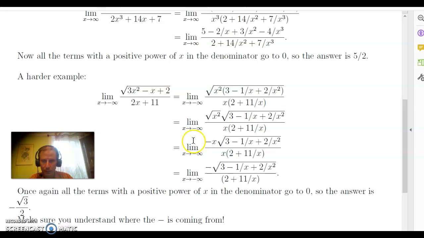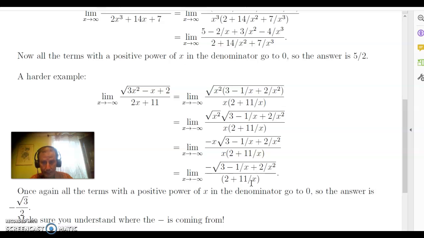At any rate, we now get this to be the limit. So we get minus x times the square root of 3 minus 1 over x plus 2 over x squared, all divided by x times 2 plus 11 over x. And these x's cancel, so we get the limit as x goes to infinity of minus the square root of 3 minus 1 over x plus 2 over x squared, all divided by 2 plus 11 over x.